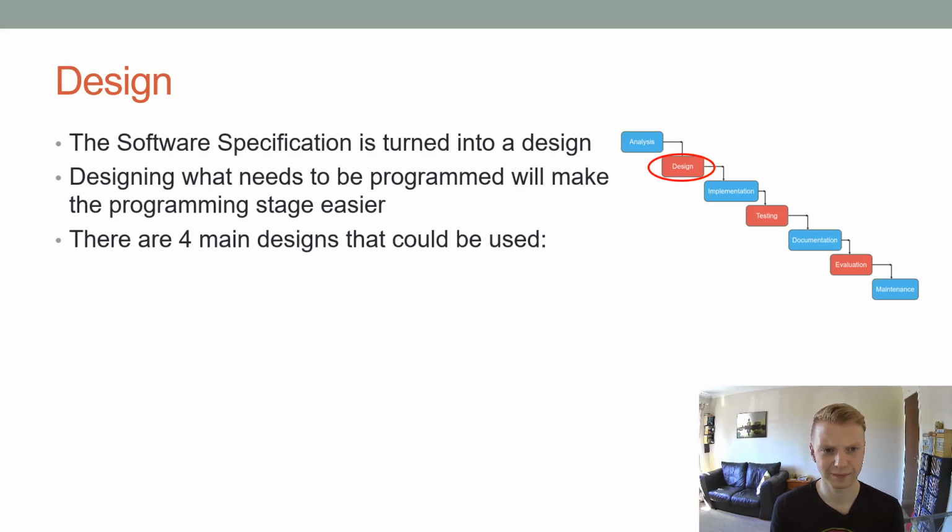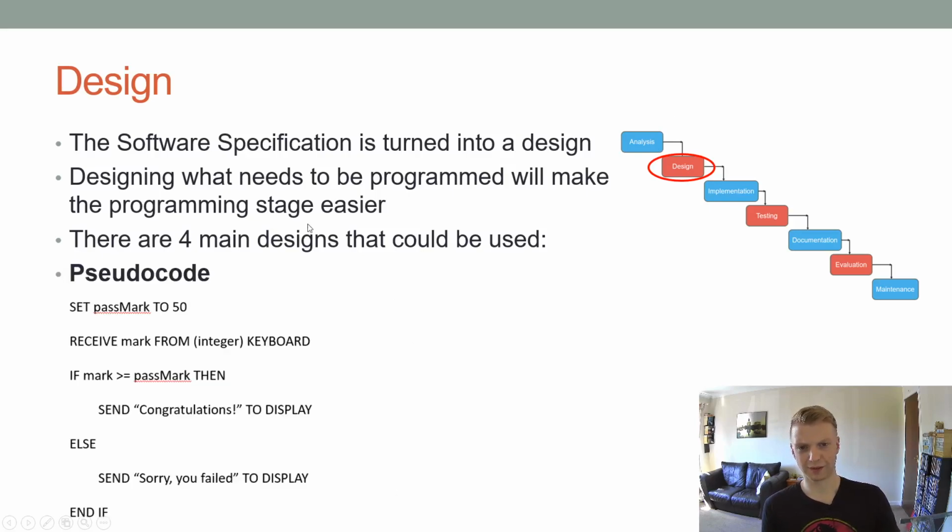Stage two is design. There's quite a lot that is done here. As far as we're going to look at it, what you need to know for Nat 5 is that 4 main designs could be used or could be made. And the idea of making a good design is that if you have a clear design, you're going to have an easier time making the program. So the 4 main designs that could be used are pseudocode. Now pseudocode is kind of like half English, half code. We are going to be looking at this throughout the course, and I will teach you how to read this later.